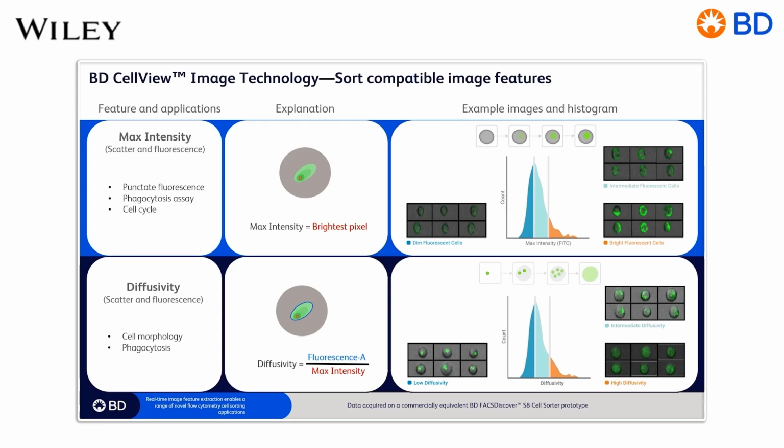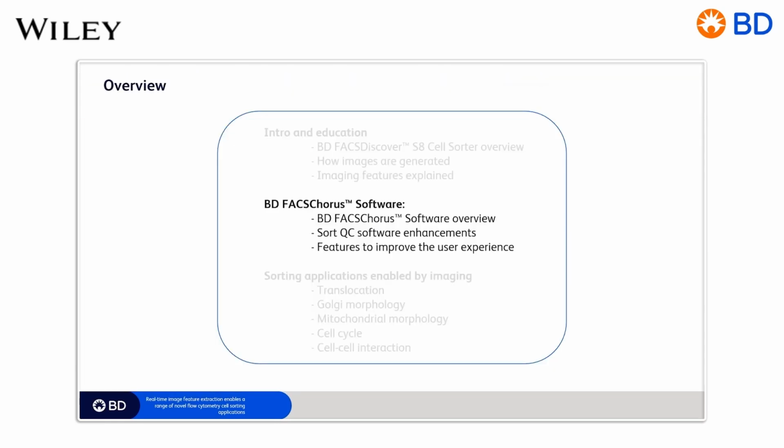So that's pretty much the imaging features and how they're measured. And again, I think there's a total of 12. Those are the main imaging features. All the other ones that I didn't talk about are building blocks to get to those 8. So the next thing I want to talk about is the FACS Chorus software and some of the features that we've implemented in that software.